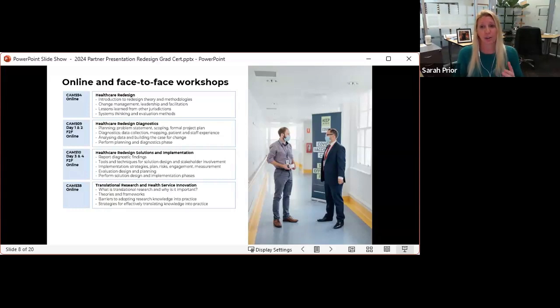These 2 units are the units which have the optional face-to-face masterclasses, but if students are unable to attend those masterclasses, we also run them online as well. The final unit in the graduate certificate is a fully online unit focused on translation of research into practice. So this unit looks at the implementation science and how we can successfully translate knowledge into practice in healthcare.